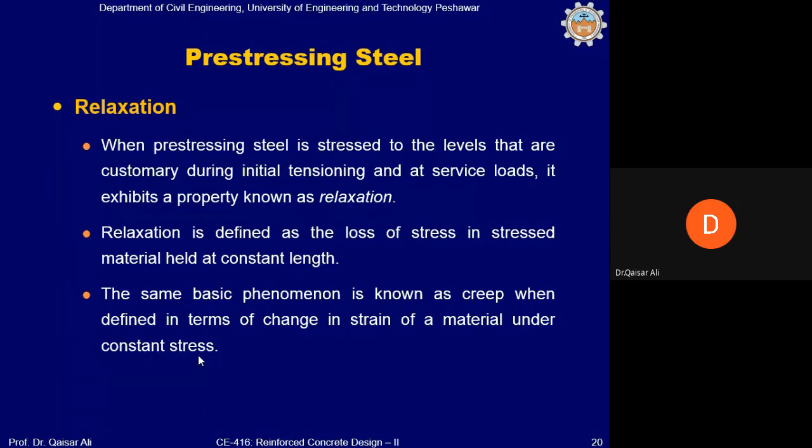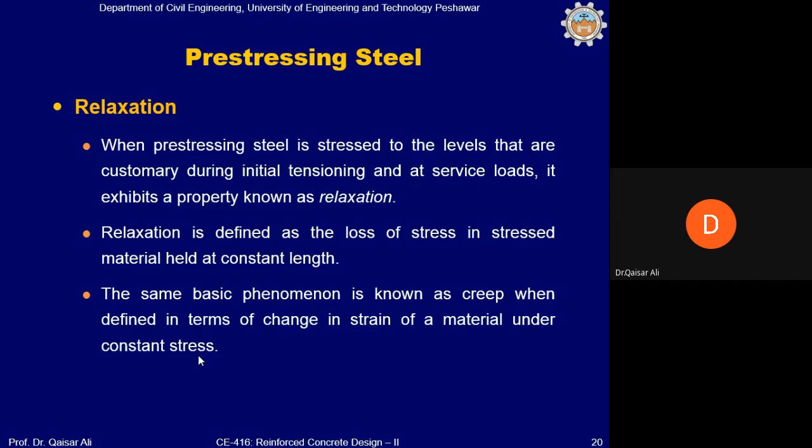Now, on the other hand, if a concrete member is in compression, and there is a force P which is kept constant for a long duration, this force P, even though it is constant, will produce a delta in concrete, which is not the elastic shortening. That will be produced due to creep, and the change in strain of concrete material under constant load or stress is known as creep.